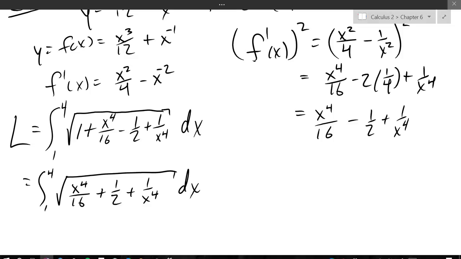Does this look like an integral we've seen before? No, sure doesn't. Maybe we could handle x to the 4th over 16 plus a half, but that plus 1 over x to the 4th, not so much. That's going to look a little crazy. So I don't think any of our calculus tools are going to work.